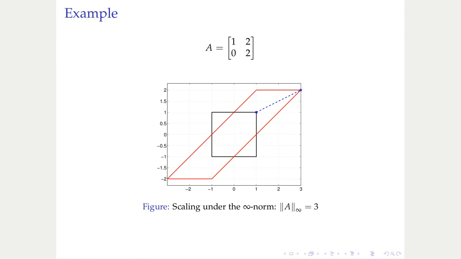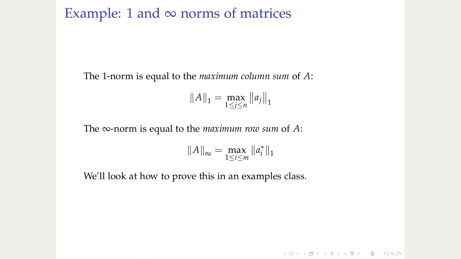Okay, now it turns out that the 1 and the infinity norms of a matrix are particularly easy to actually calculate. You don't have to work out how to do it the way I just did then by drawing pictures and things. There's actually a really nice formula for it. Okay, so the 1 norm of a matrix is equal to the maximum column sum of A.